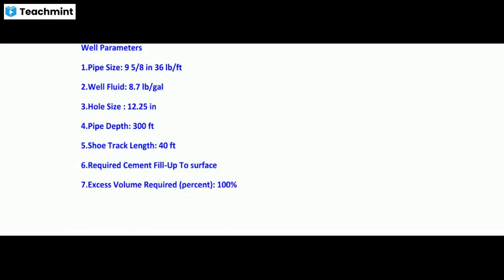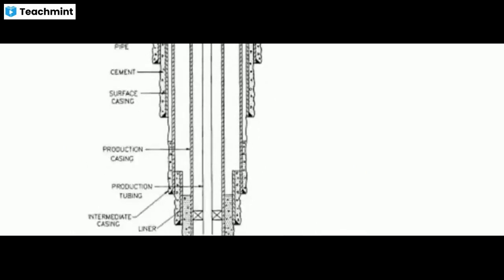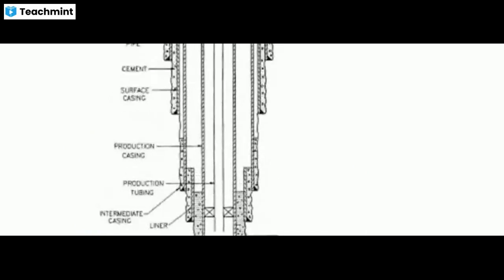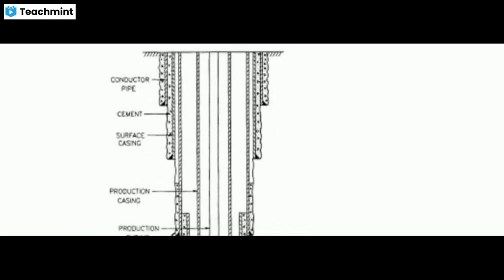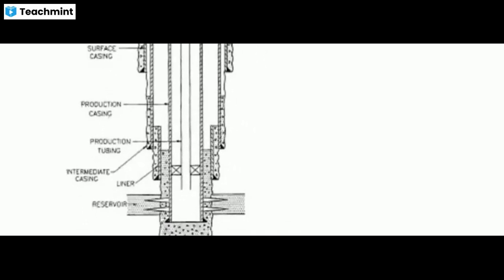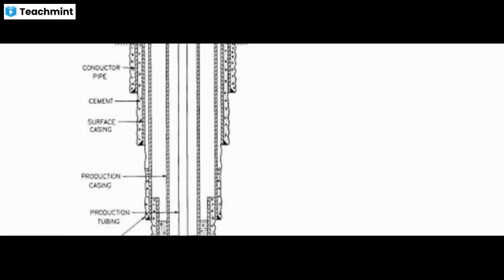So now we can see the casing program shown with the different casing lines. You can see here conductor pipe, cement, surface casing, production tubing, intermediate casing, liner and reservoir. So this is the schematic design. You can see here.